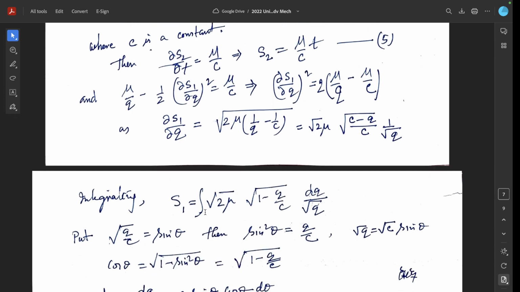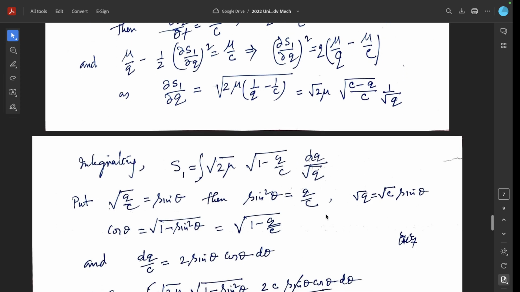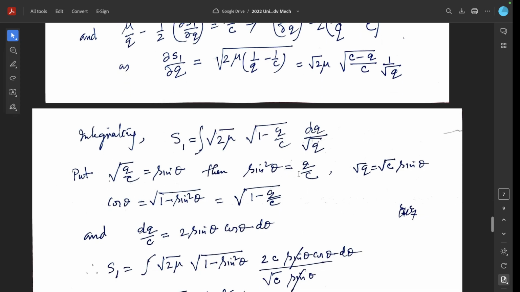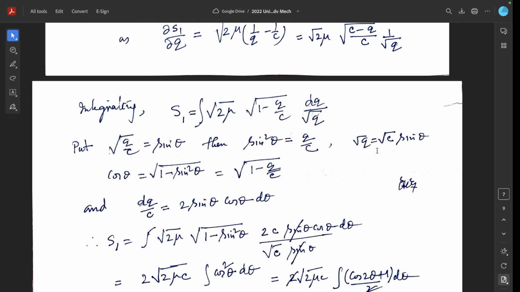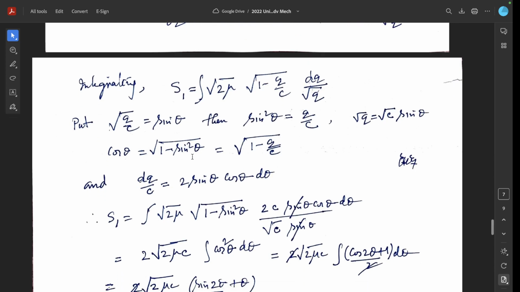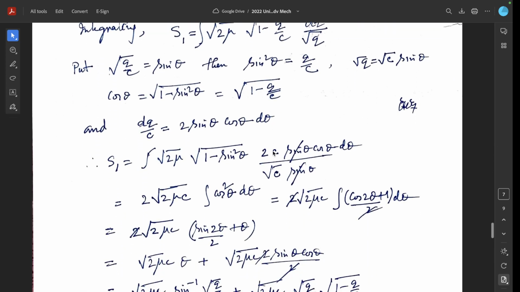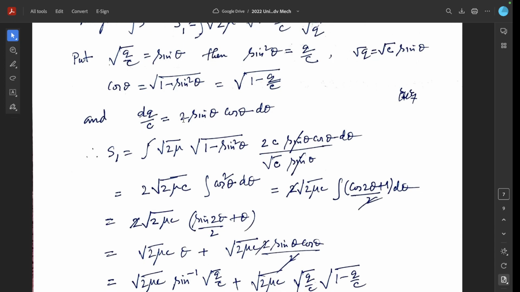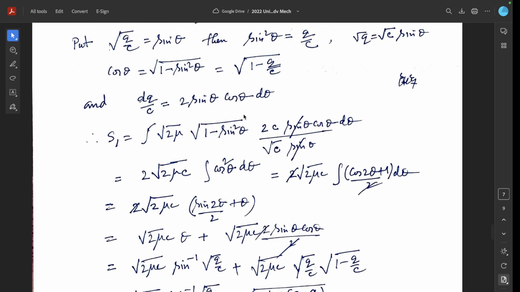Integrating, we get s1 equal to integration of root 2 mu, root over (1 minus q by c), dq by root q. Put root q by c equal to sine theta, then sine square theta equals q by c, then root q equals root c sine theta, and cos theta equals root over (1 minus q by c), and dq by c equals 2 sine theta cos theta d theta.